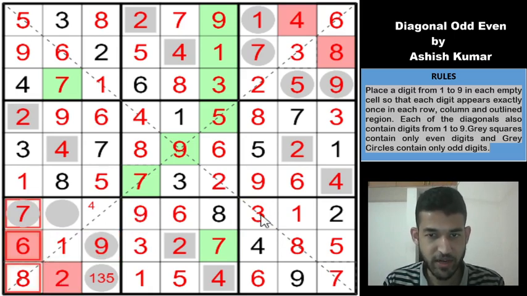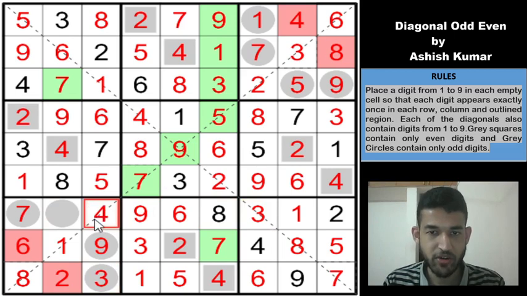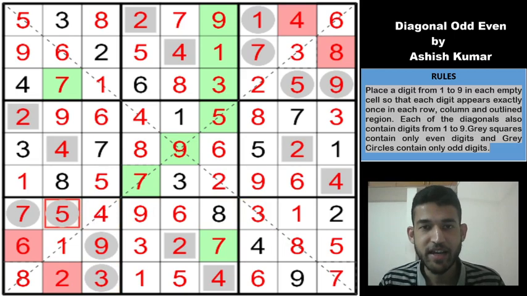1, 2, 9, 6, 7, 8. So 3 is here, so this would be a 3. And for the diagonal you need a 4 here and a 5 here. And with that we complete this really one of a kind construction.